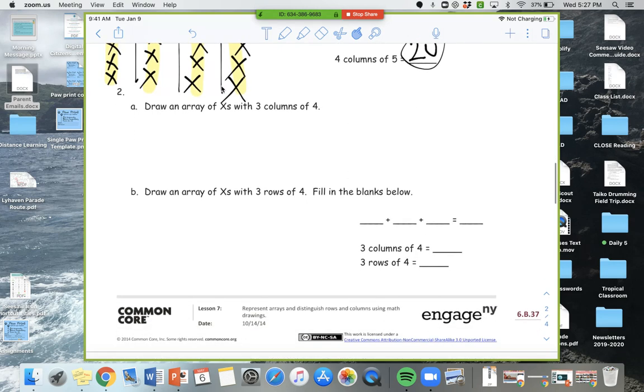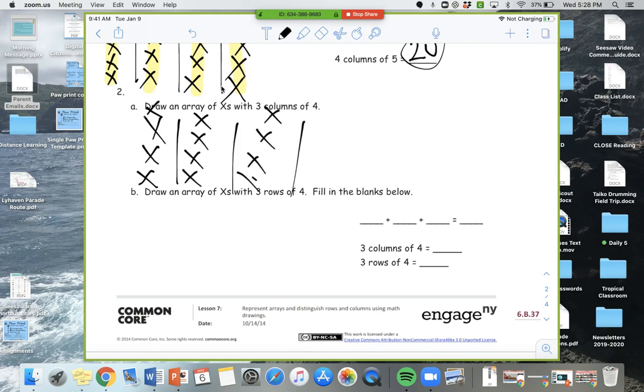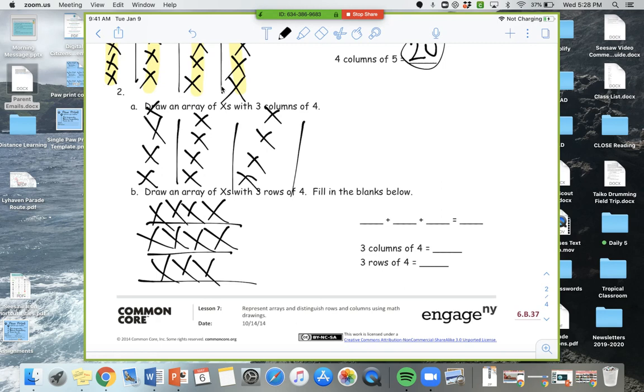Draw an array of x's with columns of 4. So, 3 columns of 4. 1, 2, 3, 4, three times. And then question B: draw an array of x's with 3 rows of 5. Now we're distinguishing the difference between the rows and columns. At first we used columns, now we're using rows.